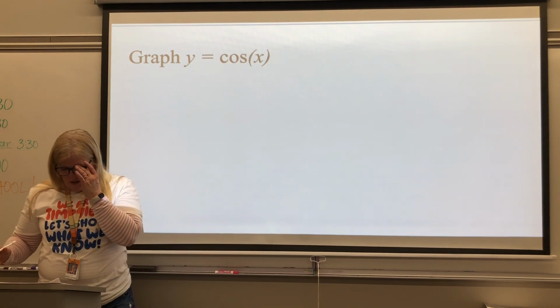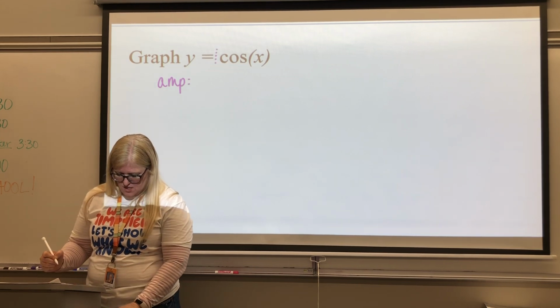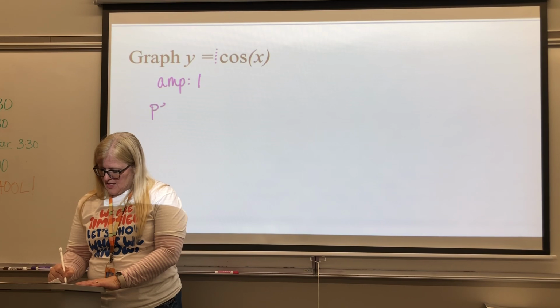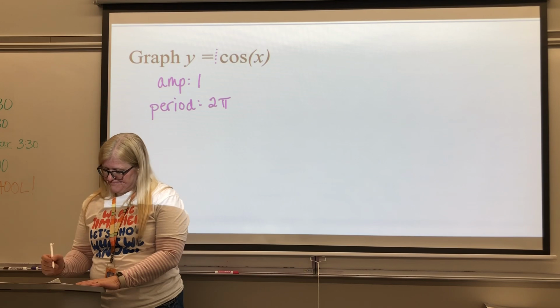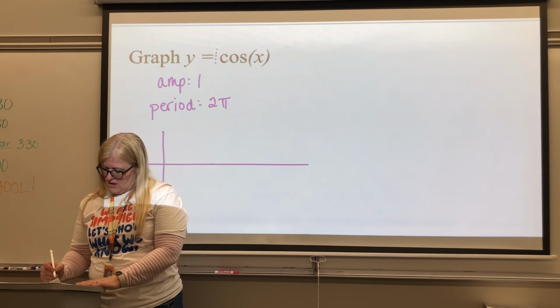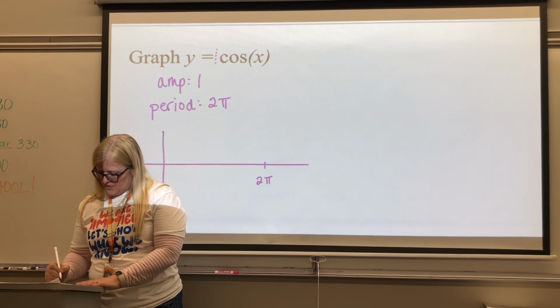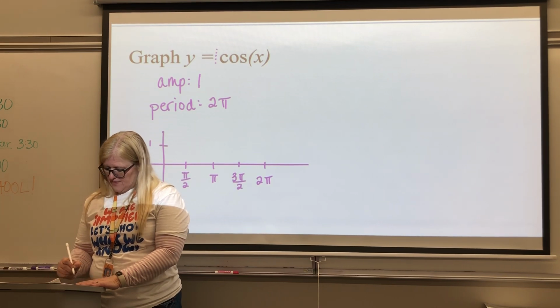Okay, let's find the amplitude and the period here. Amplitude is 1. Period is, oh, shocker, 2 pi. All right, and now we're going to draw our little graph here. So we've got 2 pi out here, cut that in half, cut that in half again, find the halfway point here. Here's about 1, here's about -1.